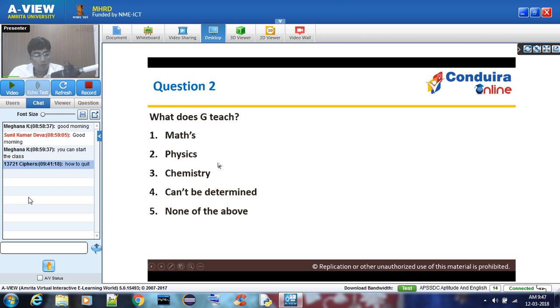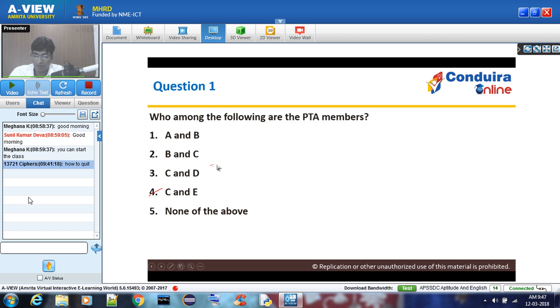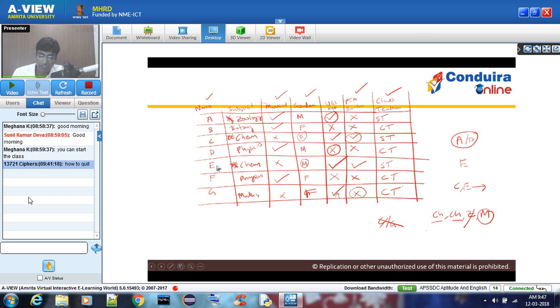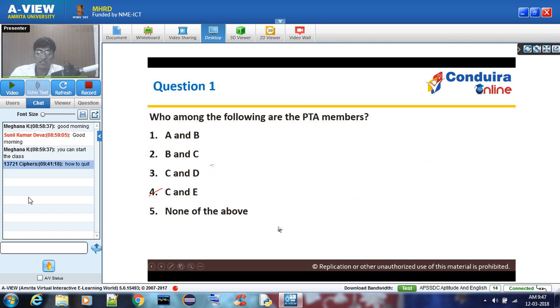So take up one more. What does G teach? Okay, G teaches mathematics. We also know that she is an unmarried female teacher who has already cleared UGC net and who is a class teacher. But yeah, what does she teach? She teaches maths.